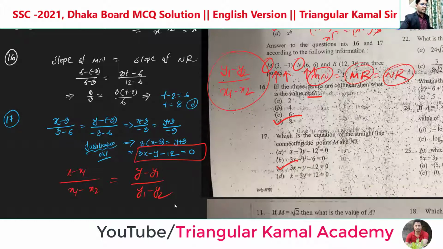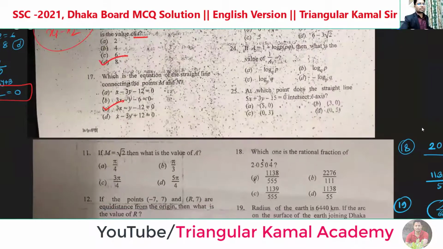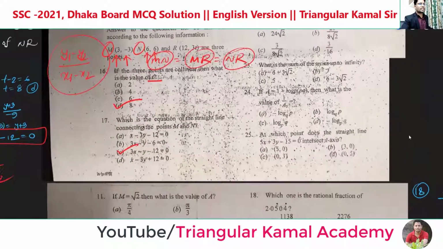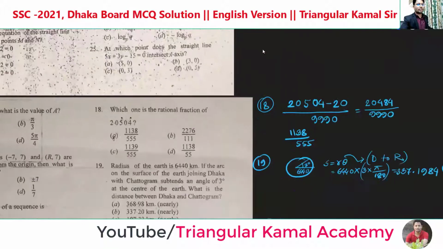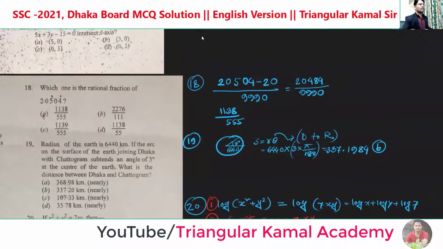So now this question is done. Now the next question, and now see the 18 number question. Okay, from here we can see the 18 number question. Which is the rational fraction of 3.3 recurring 504?